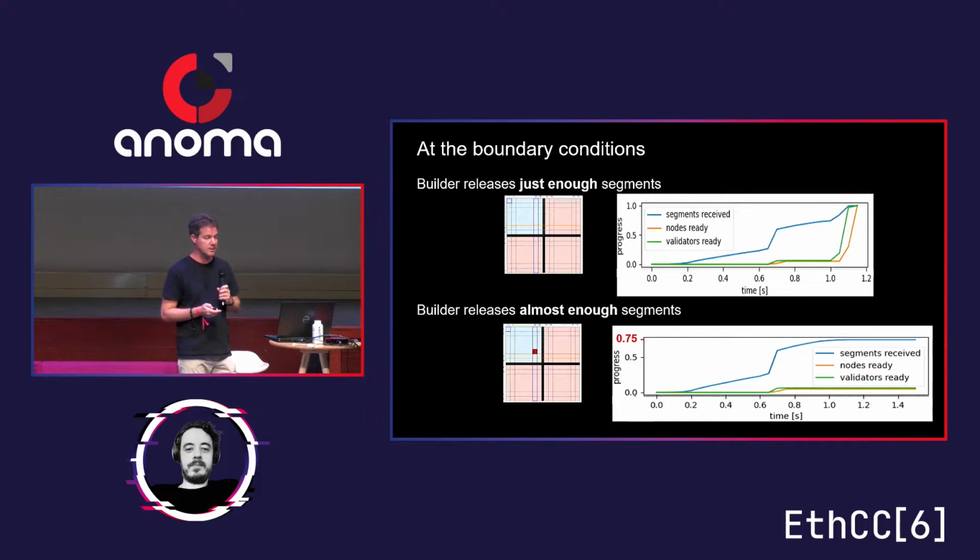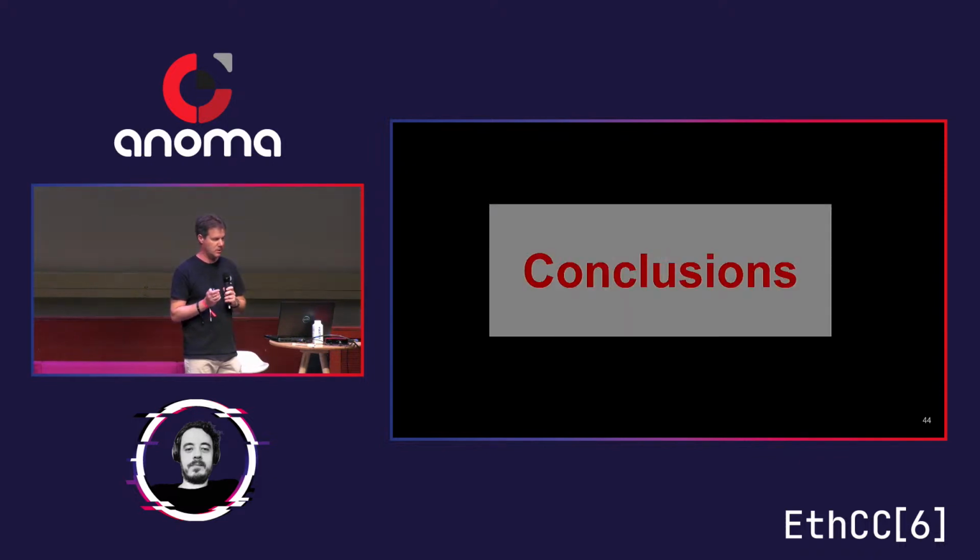Or you can do other interesting studies. On the top, you have a situation when the builder was releasing just enough segments. So just enough segments released, and you see the blue curves going to 1.0. Below, almost enough segments released. We have seen that case, right? The data is not available. There is something missing. And in this case, we want the system to notice it. And that's what we see there. 75% of the segments actually arrive. So not enough segments, and actually there are few validations. Validations are well below. And this is what we wanted.